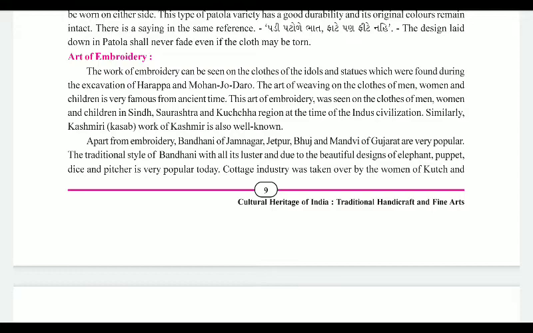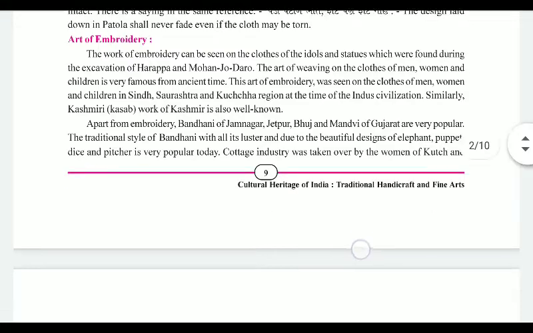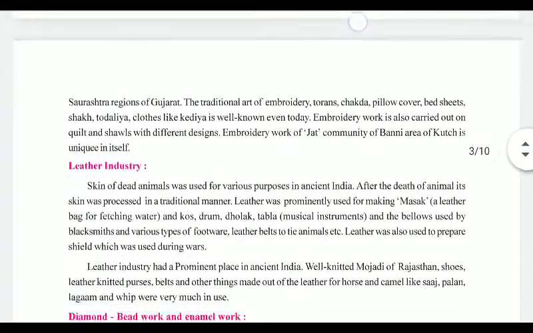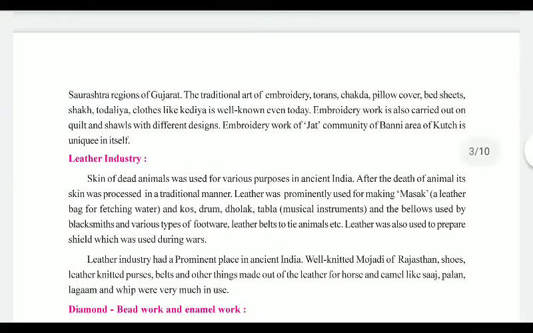Cottage industry was taken over by the women of Kutch and Saurashtra regions of Gujarat. The traditional art of embroidery, toran, chakda, pillow covers, bed sheets, sak, todalia, clothes like kedia are well known even today. Embroidery work is also carried out on quilts and shawls with different designs. Embroidery work of the Jat community of the Banni area of Kutch is unique in itself.